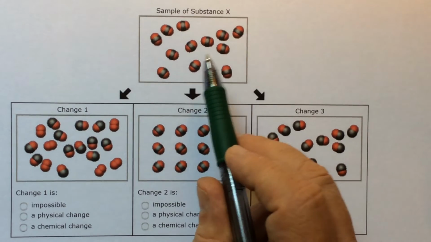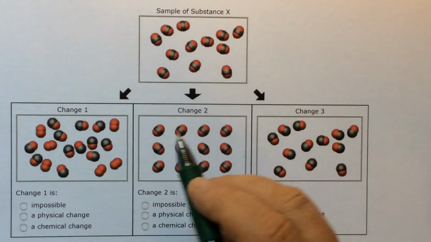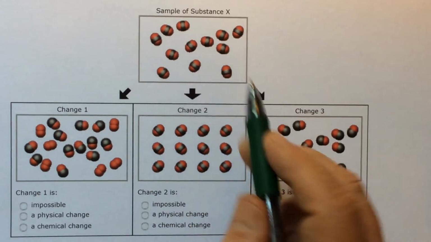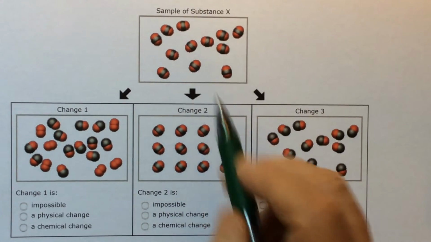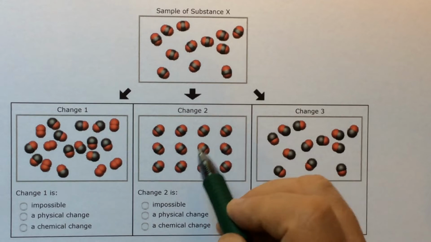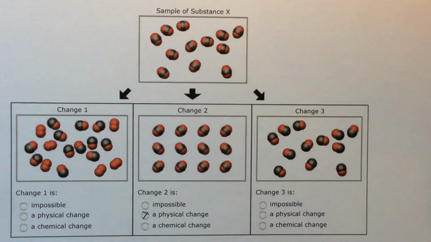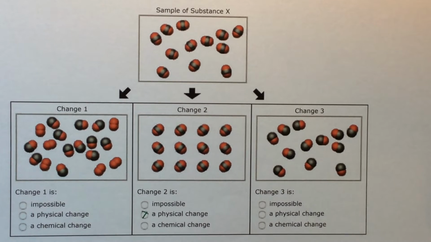If I would remove some energy from this, it would all be very orderly. If I gain energy, then I make it more hyper and it bops around. So this would be possible, but it's not something new, so it's not a chemical change. This one would be a physical change. Okay, so you're looking for something that's the same, then it's a physical change.